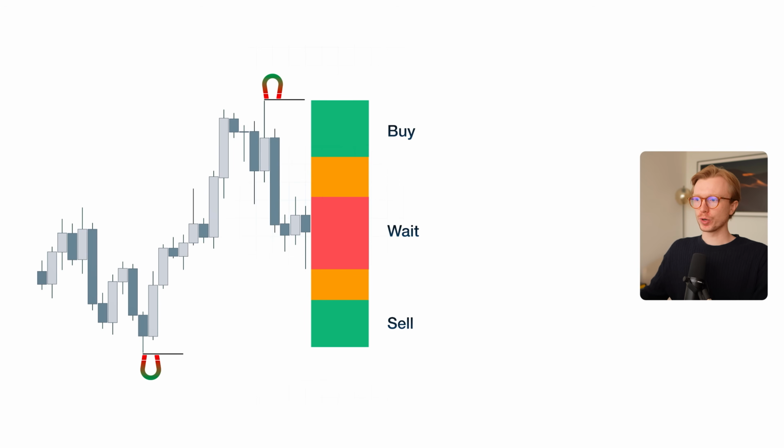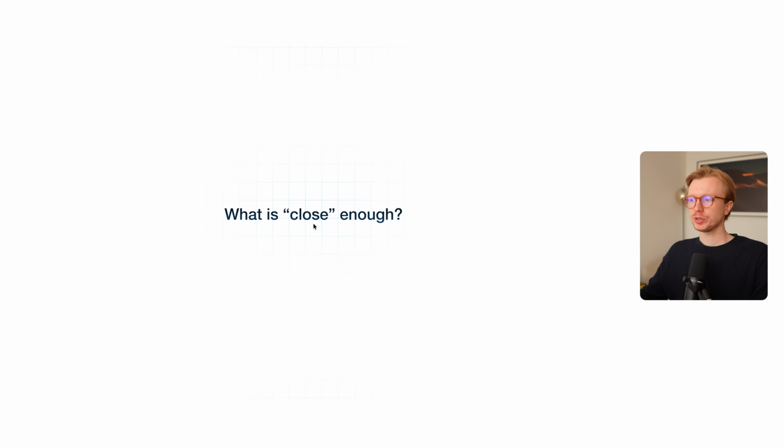Okay, but now the question is, of course, we understand the ranges somewhat. We understand where we somewhat should buy or sell, but it's still vague, right? So what is close enough? When do we get close enough to where we can actually buy or where we can actually sell? How can we objectify that a little bit more? Well, that is quite straightforward.